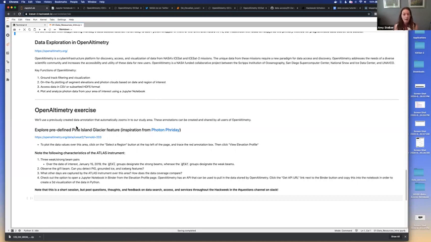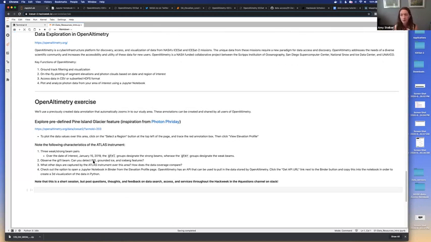OpenAltimetry is a really great web-based visualization platform, and you can also download and access the data through it. As I mentioned, it's a collaborative project. Some of us at NSIDC have been involved, but it has been led by Adrian Borsa at Scripps, and the San Diego Supercomputer Center is powering the database behind OpenAltimetry. What's really great is that you can visualize the data on the fly. You don't need to download the data ahead of time. So it's a really great tool.